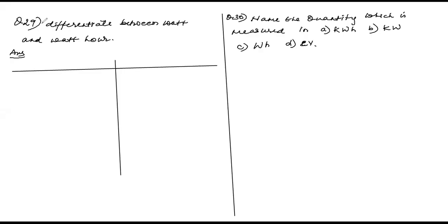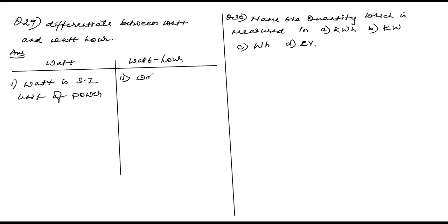Question number 29. Differentiate between watt and watt-hour. So what is watt? The first point I'll say, watt is the SI unit of power. And what is this watt-hour? Watt-hour is a unit of, don't call it an SI unit, a unit of energy. Got it? Unit of energy.